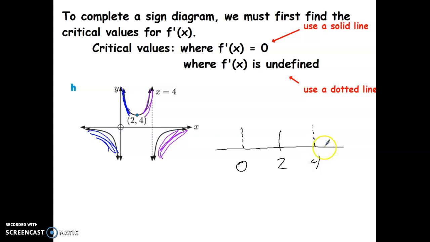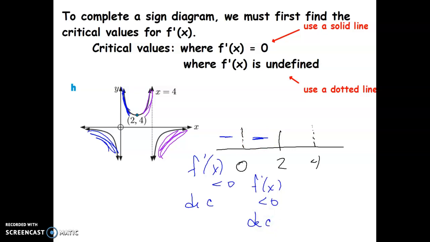Okay, well, where I've colored over my function blue, that's where I can see that the function is decreasing. So that means that to the left of 0, the value of my derivative must be less than 0. It must be negative because my function is decreasing. All right, in between 0 and 2, again, the value of my derivative must be less than 0. It must be negative because the function is decreasing.